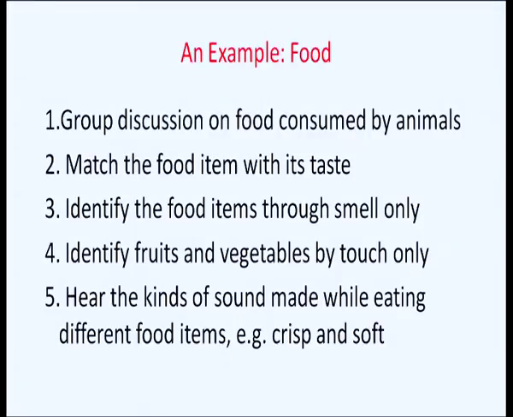Let us take an example of food. Now there are various ways in which evaluation on food can be assessed. Group discussion on food consumed by animals can be done in the classroom. Match the food item with its taste. Identify the food items through smell only. Identify fruits and vegetables by touch only. Hear the kind of sounds made while eating different food items. Are they crisp? Are they soft?